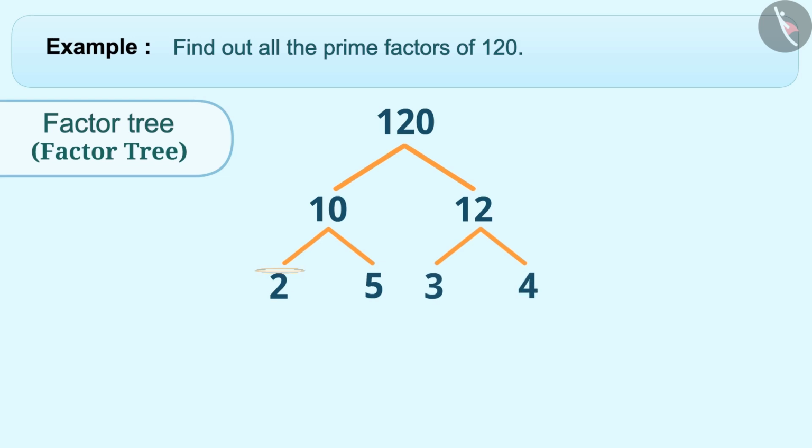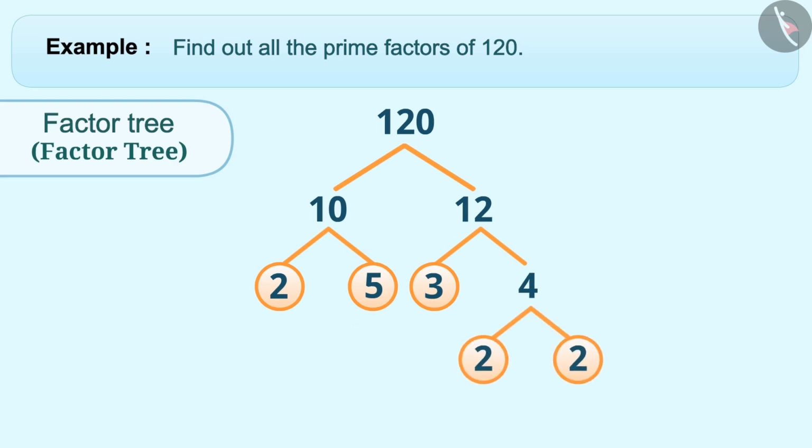Since 2, 3 and 5 are prime numbers, they cannot be divided further. Which means the branches of factor tree cannot go further. But number 4 can be definitely divided. The factor pair of this is 2 and 2. Thereafter, the branches cannot be extended.